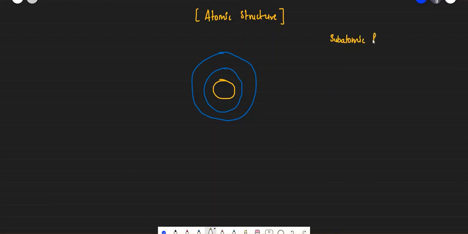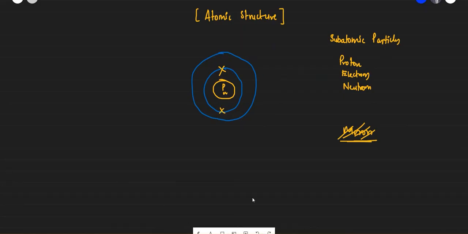Subatomic particles, we name them protons, electrons, and neutrons. Well, there can be a fourth one actually. You can call it a moron, but I hope that doesn't apply to my audience. Anyway, just moving on. So, protons and neutrons are present inside the nucleus, and electrons are present not around the nucleus, but along the shells.